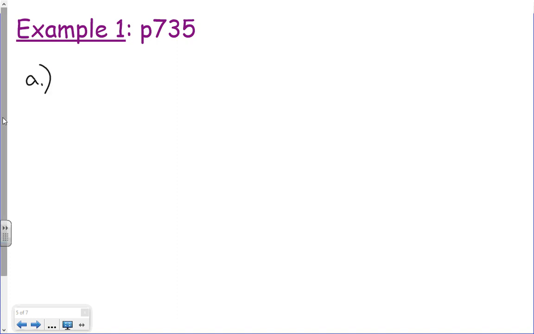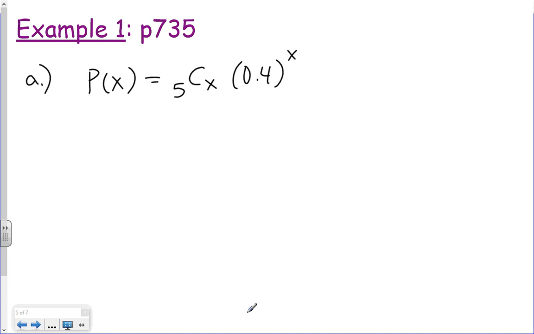Sometimes writing this out in a table form is a nice way to do that. But let's first define the function P of X. P of X is equal to n choose x, so it's going to be 5 choose x. I'll leave it in terms of x so that I can plug in 0 and then 1 and 2 and so forth into this equation. Times 0.4 raised to the x power, and then times the probability of not that, which would be 0.6 raised to the n minus x, that's 5 minus x power.